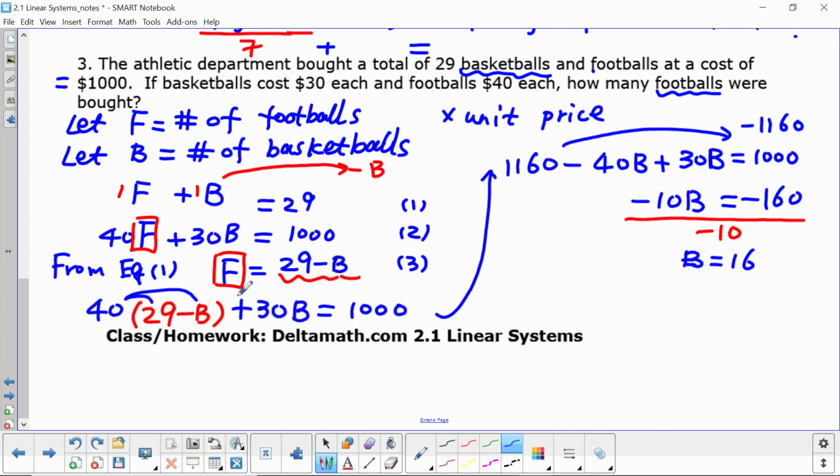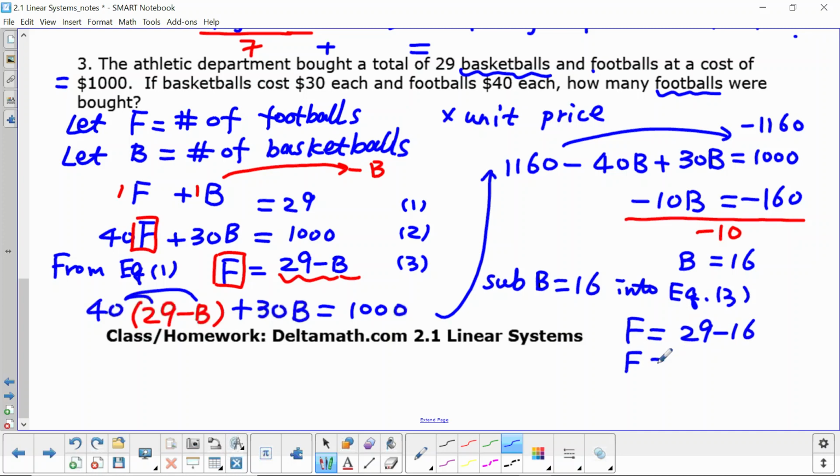Actually, in this one we should isolate for b and solve for f, but it will give you the same answer. So this is b equals 16, then we solve for f. We substitute the b back into equation 3. You will have the number of footballs is 29 minus 16, f equals 13. Then read the statement: therefore there are 13 footballs.